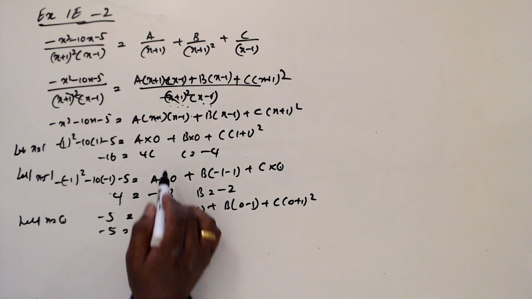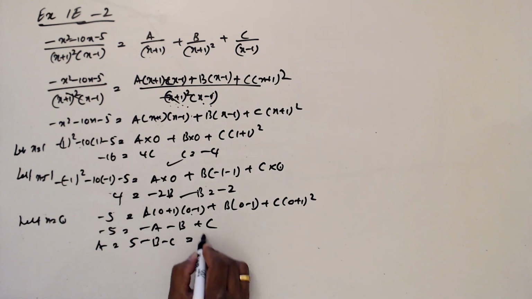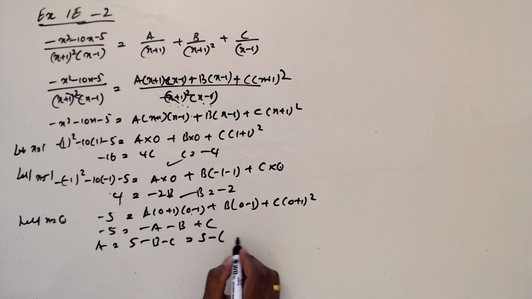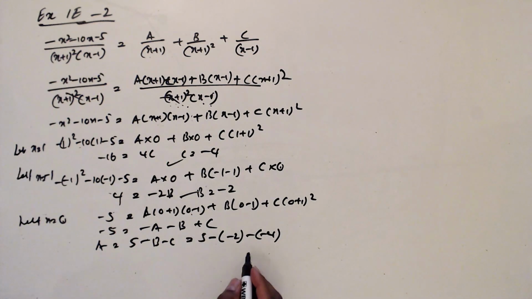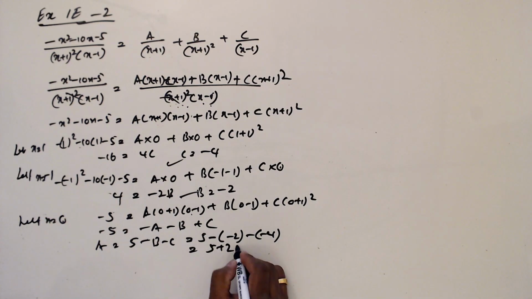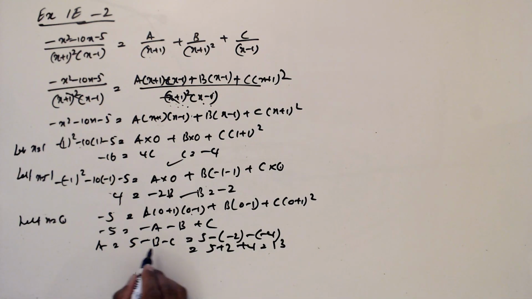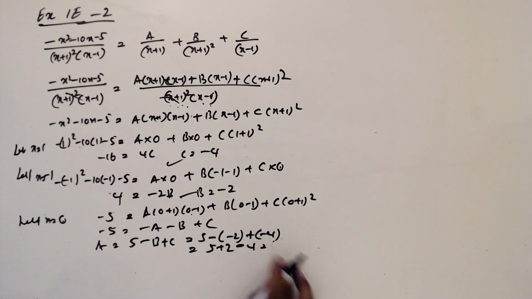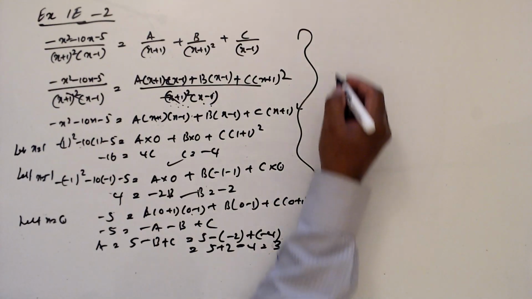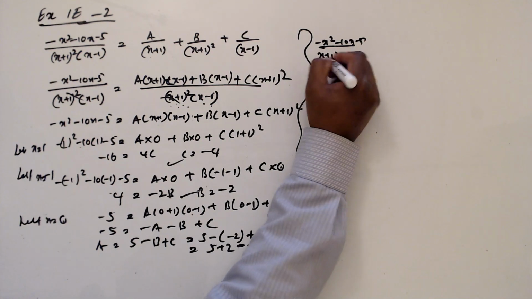Now we know c, we know b, and we want to find a, which equals 5 minus b minus c. 5 minus b is minus 2 and c is minus 4, so this is going to be 5 plus 2 plus 4. Sorry, this is minus b plus c, so this is minus 4.